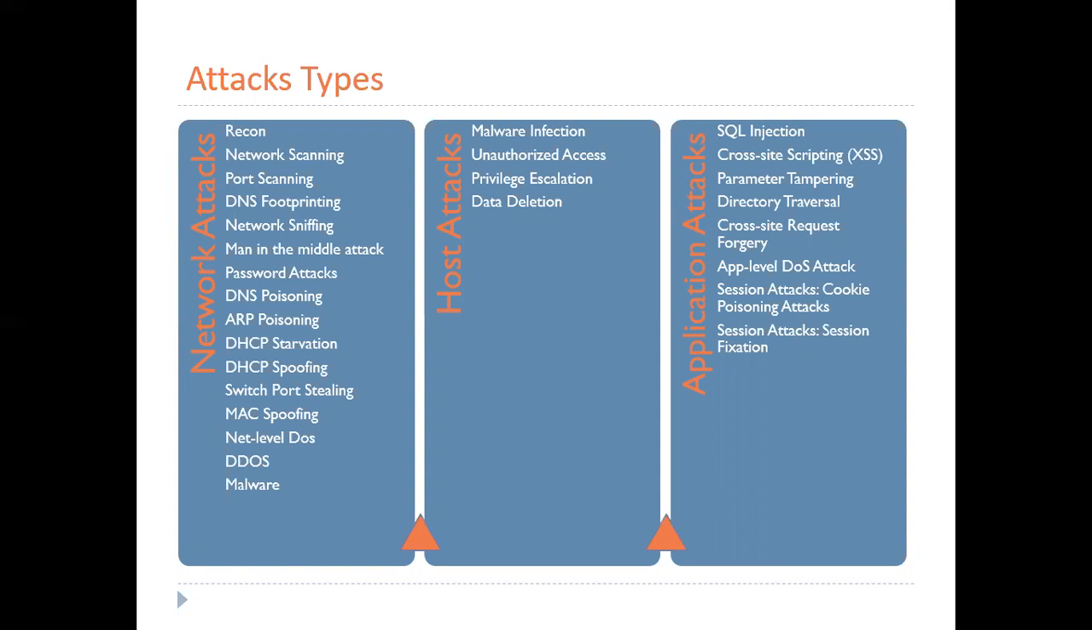Then there are web application attacks. These are the challenging ones, because usually most people in a SOC have knowledge about basic network operations and system details. But dealing with web application attacks is more advanced because the hackers use different kinds of tools and techniques. There are SQL injection attacks, cross-site scripting, parameter tampering, directory traversal, and cross-site request forgery. Then you can have application level DoS attacks, cookie poisoning attacks, and session fixation. These are some of the attacks you will usually see if you are working in a SOC.